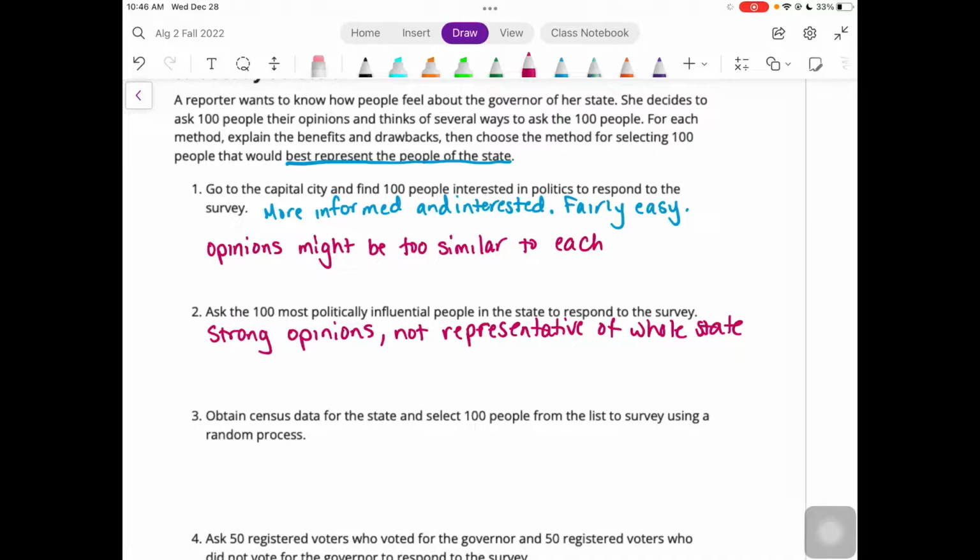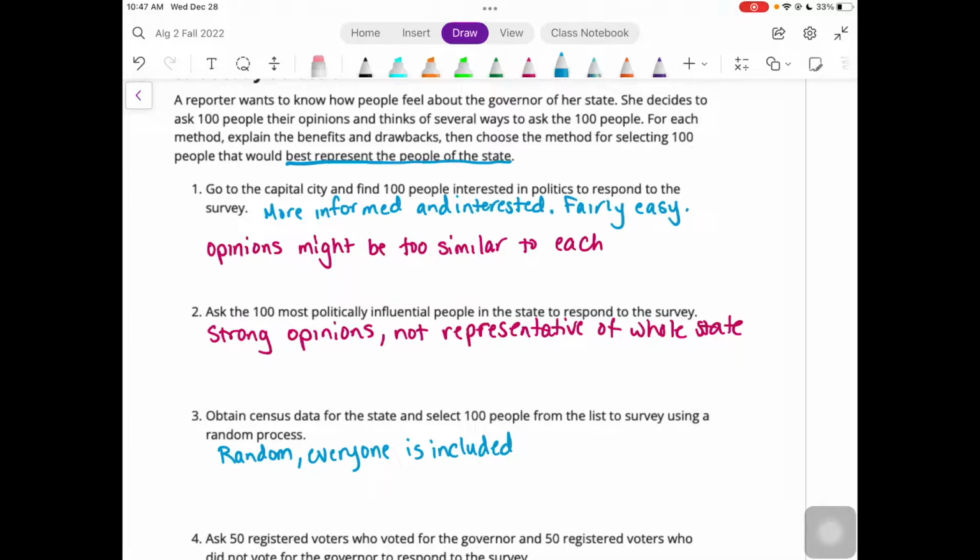And if you haven't noticed, I'm trying to write the blue in, some of the benefits, and the pink is the drawbacks. Number 3, obtain census data for the state and select 100 people from the list to survey using a random process. So this one is good because it's random and everyone is included, right? Every person in the state has an equal opportunity of being selected. So that helps in making it random. If not everybody has the opportunity to be selected, then it's not truly random.